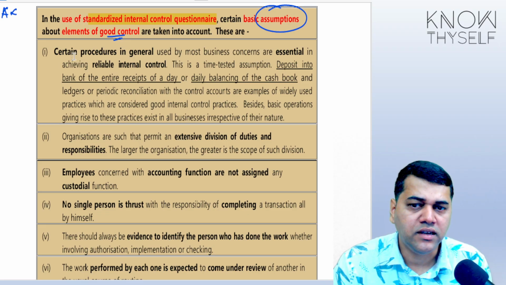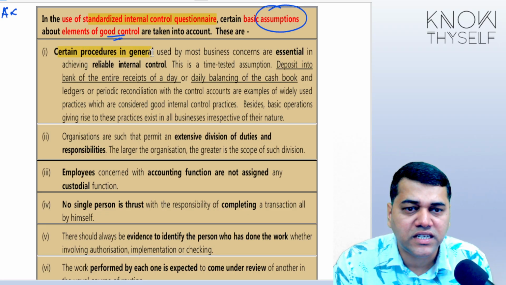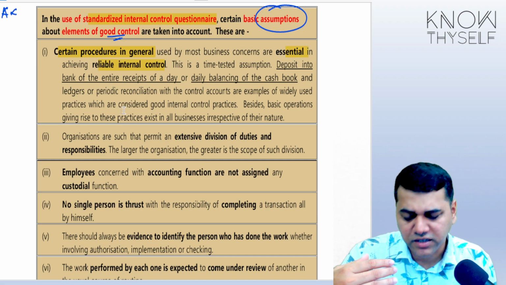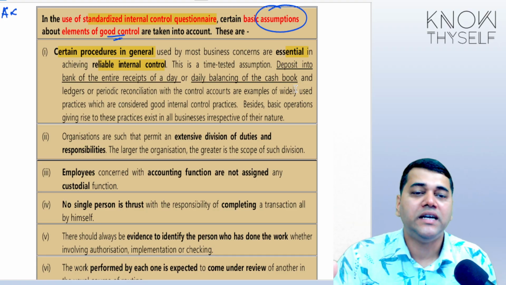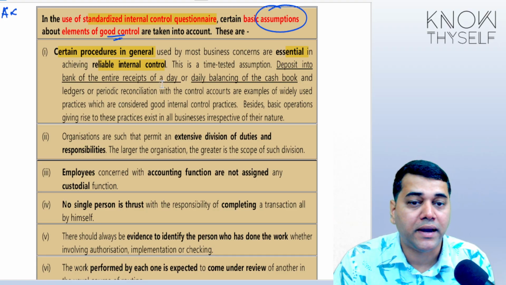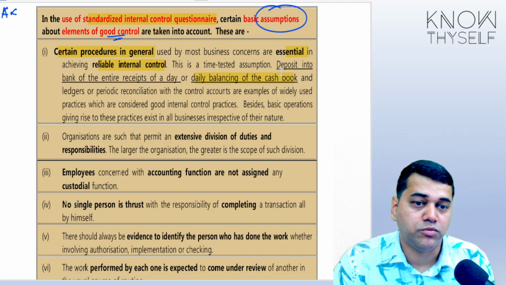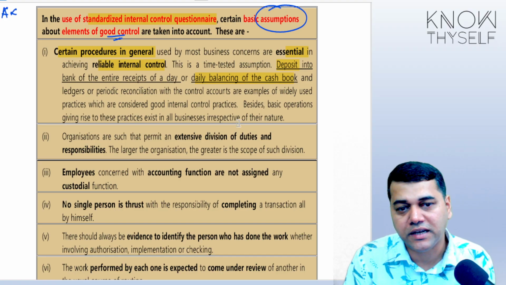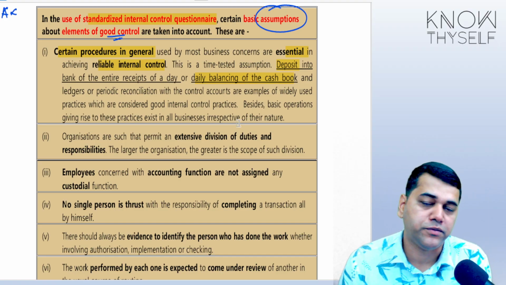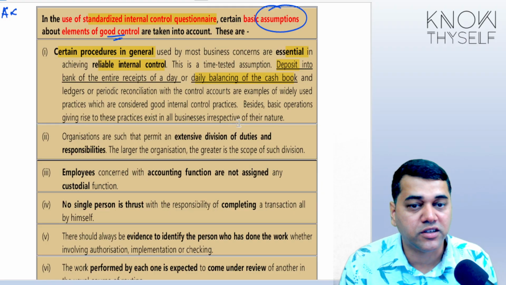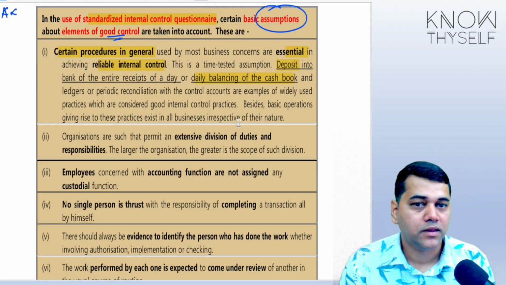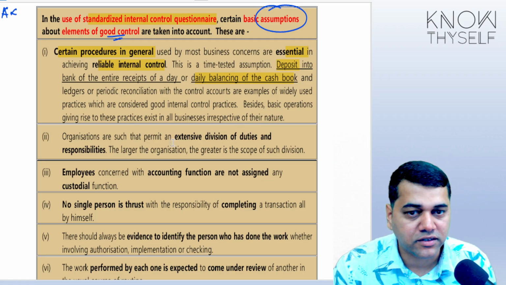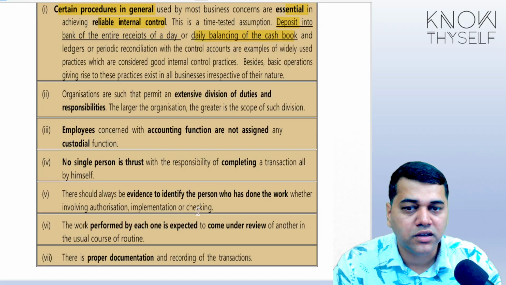Now, you see that certain procedures in general are essential for reliable internal control. That means certain procedures have to be done, like daily depositing of the cash into the bank, daily balancing of the cash book. So when I am giving the questionnaire, I can expect that daily you sit and prepare. You don't sit and prepare occasionally. This is a very basic assumption I'll have. That's why I don't ask such questions as, are you preparing daily? You may start with certain assumptions.